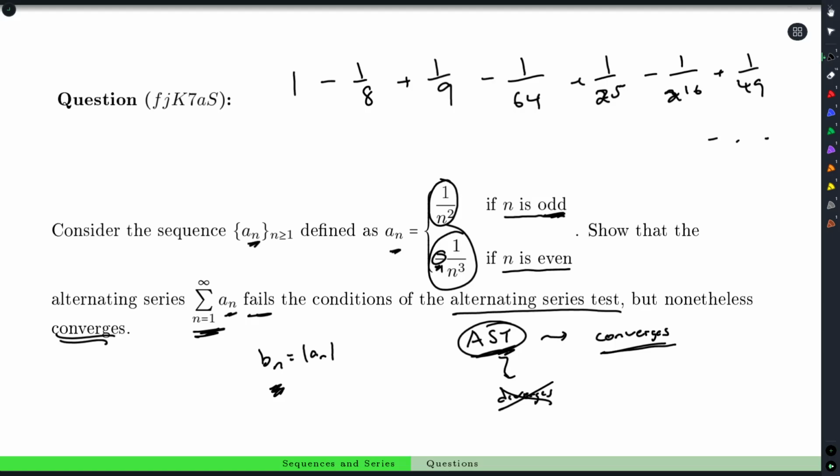So we've got two things to do. We can show that this converges. That's something we have to do. But we can also investigate the alternating series test and see why it fails. I think I'm going to start with the alternating series test part and show why it fails.